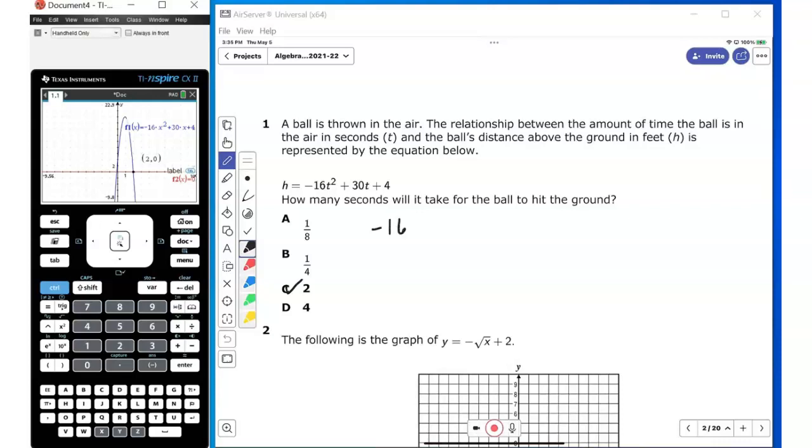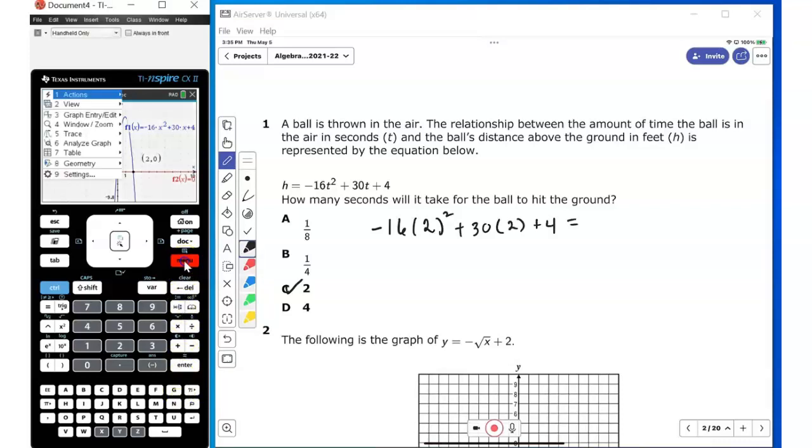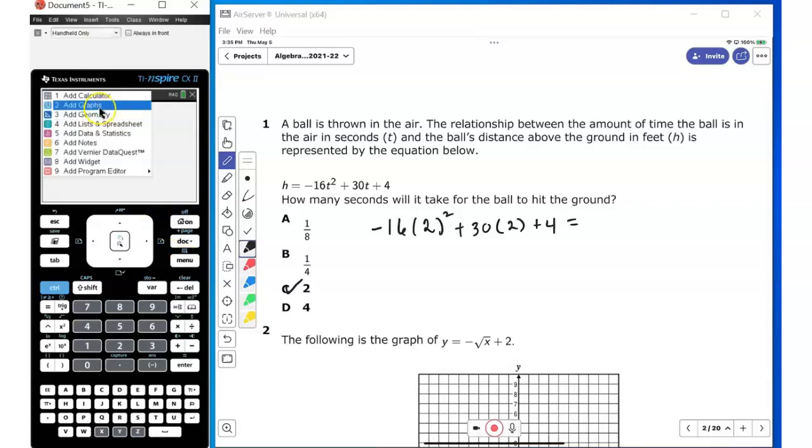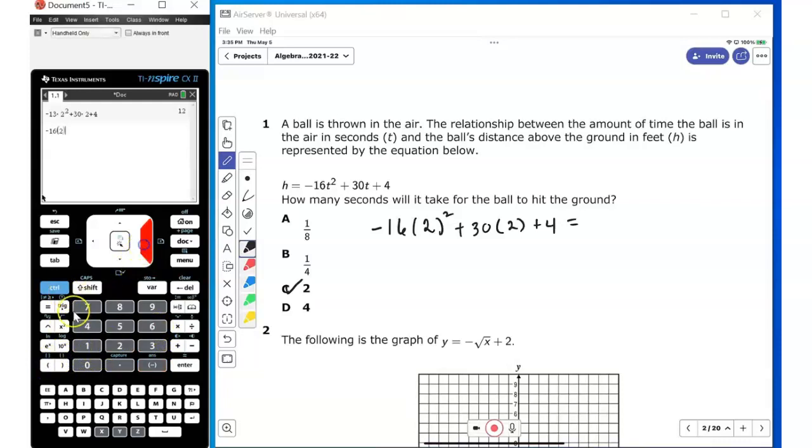We have negative 16 times 2 squared plus 30 times 2 plus 4. When you type that into the equation editor, which I'm going to do right now, you're going to notice that it's going to be equal to 0. Negative 16 parentheses 2 squared plus 32, 4, enter. I put negative 13. I don't know why I did that. Negative 16 parentheses 2 squared plus 32 plus 4.